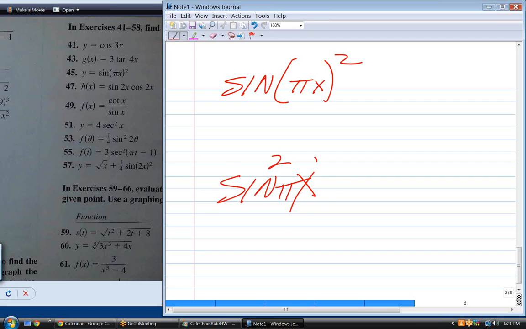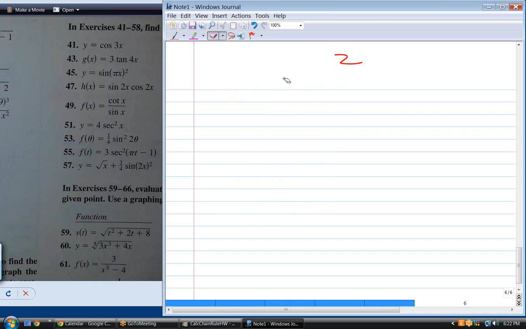This one means sine pi x times sine pi x. This one means you square the pi x and then you take the sine of it. Let's go over this, because this is my favorite way to really get somebody to figure out what the inside is. Let's do this one first. And then we'll do this one second.